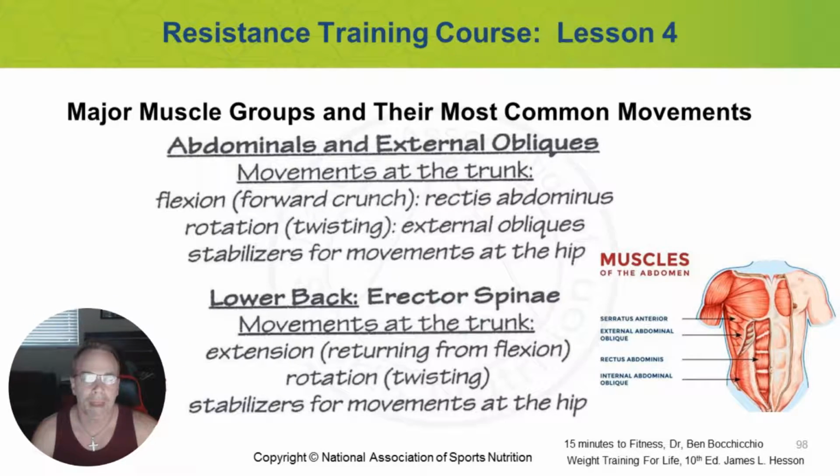All right. Abdominal. Your external obliques cause rotation of the trunk. Flexion is the rectus abdominis. And then we already said that one. And then stabilizers. All these muscles help stabilize the trunk.